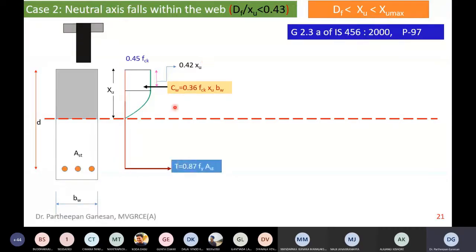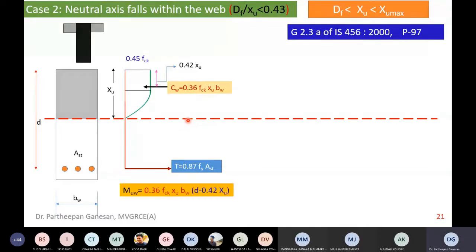Correspondingly, your 0.87 fy Ast is the tensile force. This tensile force does not vary: T is equal to 0.87 fy into Ast. Now remember, I am writing this as Cw, that means the compressive force taken by the web portion, and this is the web portion. This web I have written as Cw equals 0.36 fck xu bw. Right? Any doubt so far? Anybody? These are all things already studied.